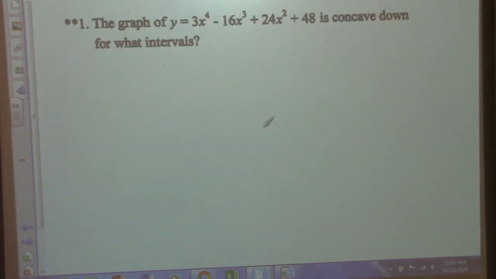So let's go here and look at these ones. I want you to work out this problem right here and see where this is concave down. We'll talk about that, and that's probably where we get to today. So go ahead and do this one. What are you going to be doing first here? Find the double prime, right?